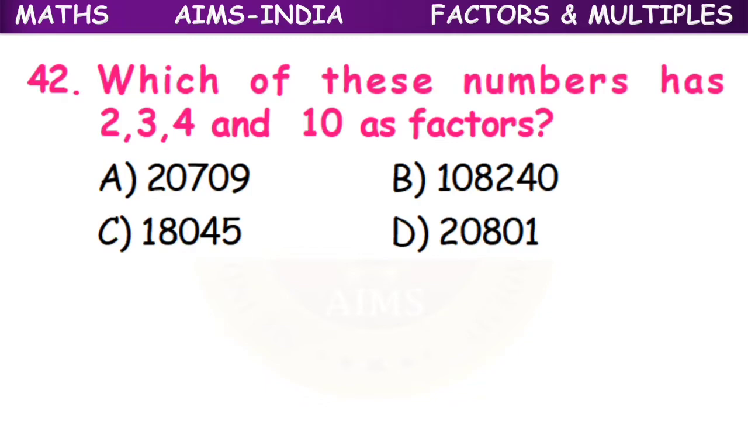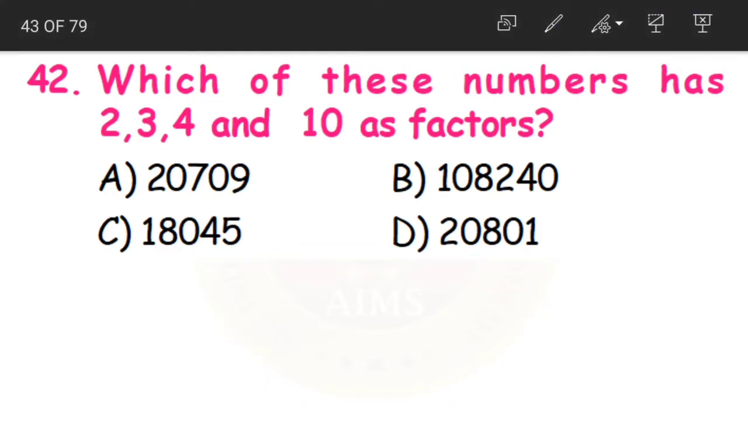Next, which of these numbers has 2, 3, 4 and 10 as their factors? Now, if you look at the options, we are having very big numbers and you might be a little bit worried how to find out whether these numbers are the factors or not. But children, if we observe here, for a number to be divisible by 10, what is the condition? It should have 0 in the ones place. Yes or no? So from the given options, which has 0 in the ones place? Only option B. So option B will be our correct answer without even checking the others.